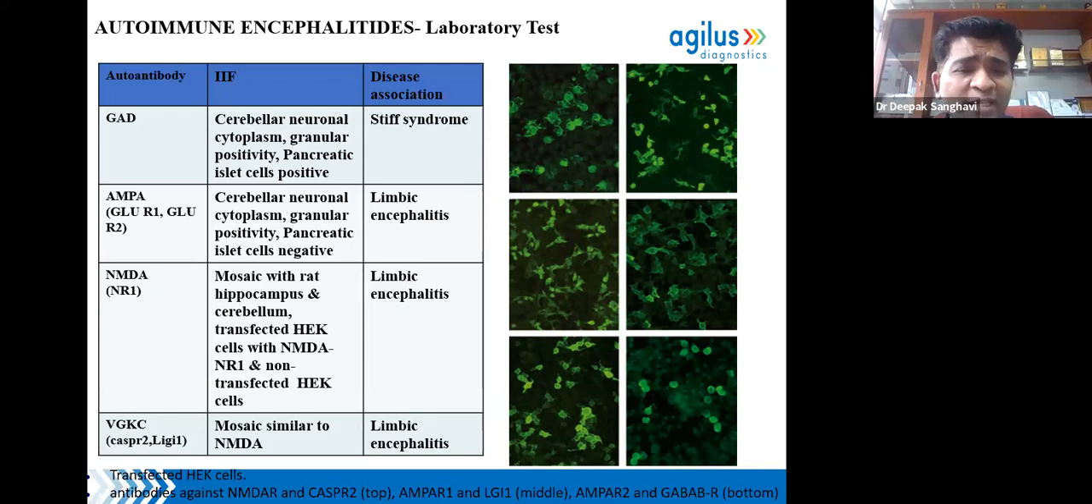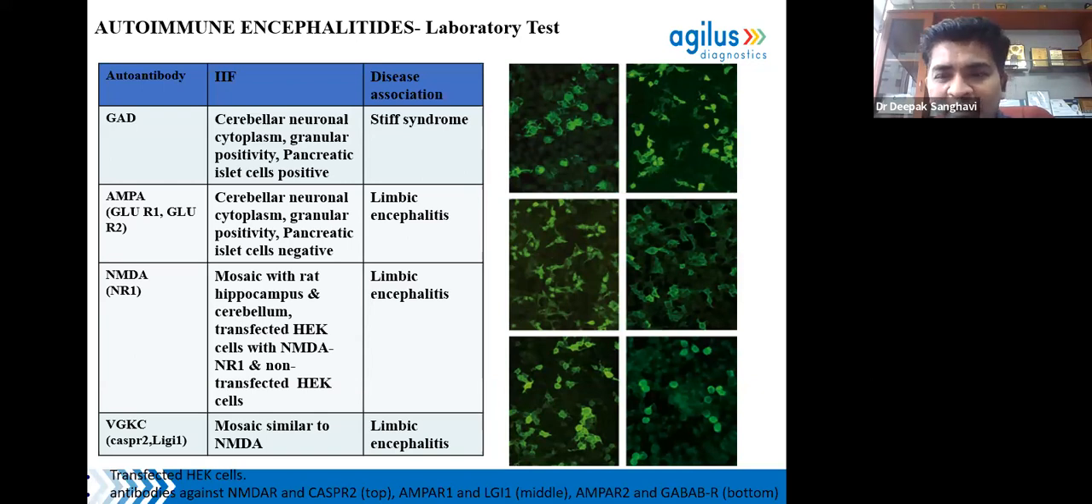And if you use a tissue-based assay, then you are actually having a cerebellum or a cerebrum tissue where you are actually seeing the cytoplasm, or maybe the granular positivity, maybe the nuclear positivity. All those kinds of reporting will be done if you are using a tissue-based assay. So cell-based assay is more specific. As you can see, there is no confusion.